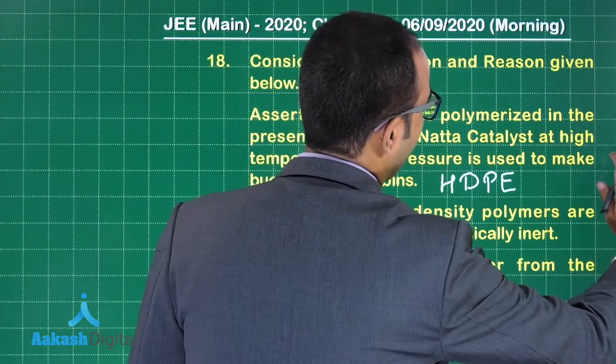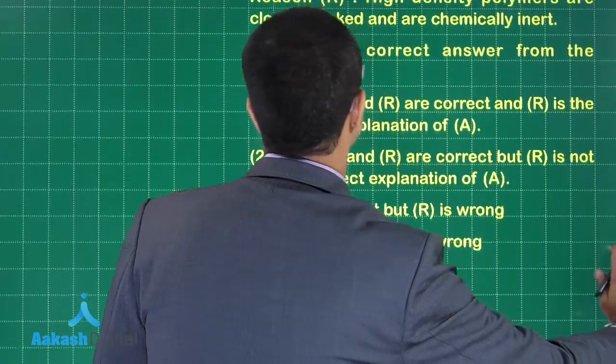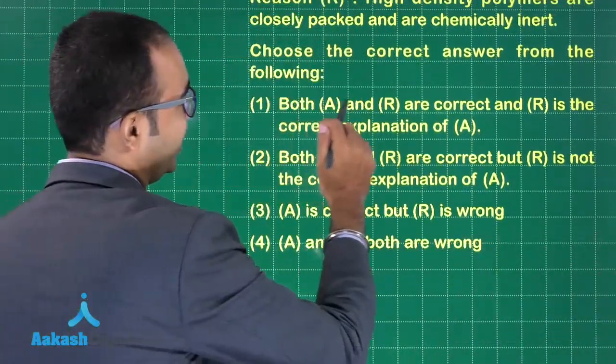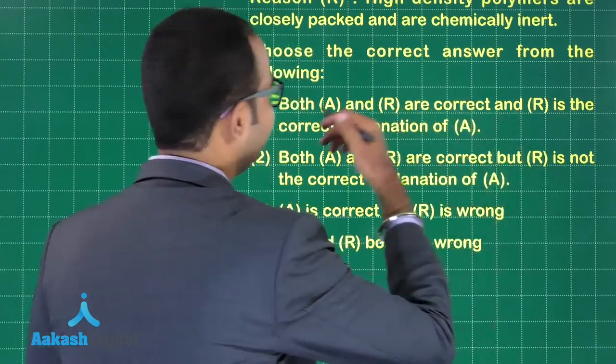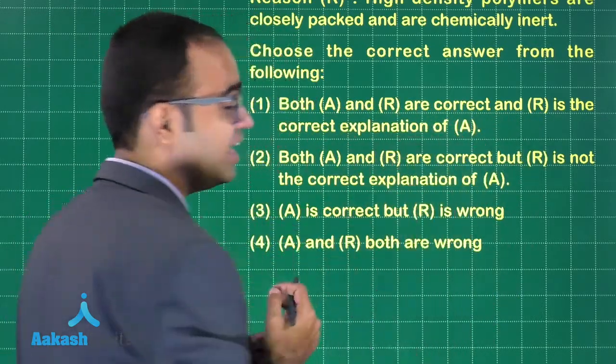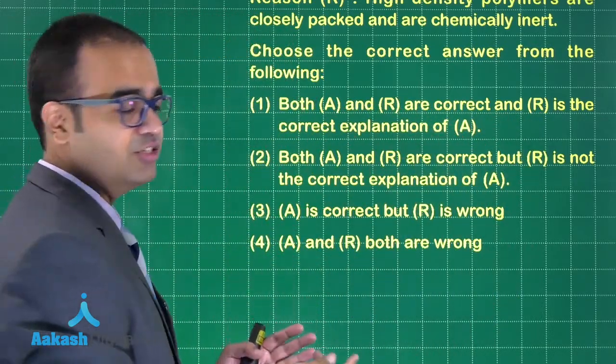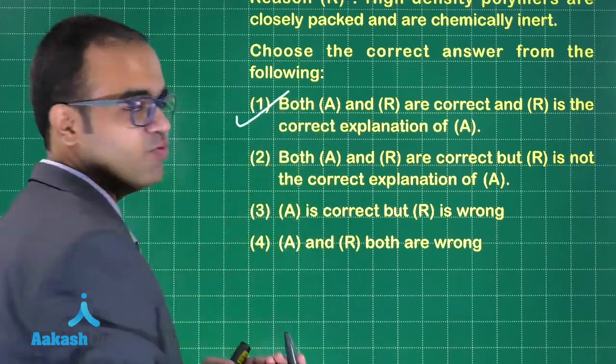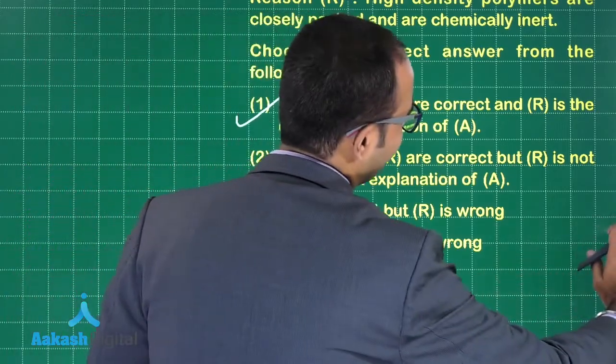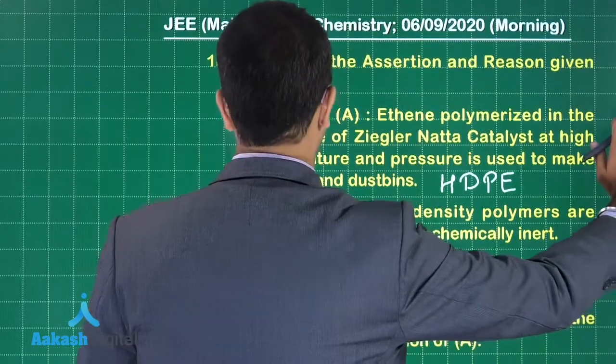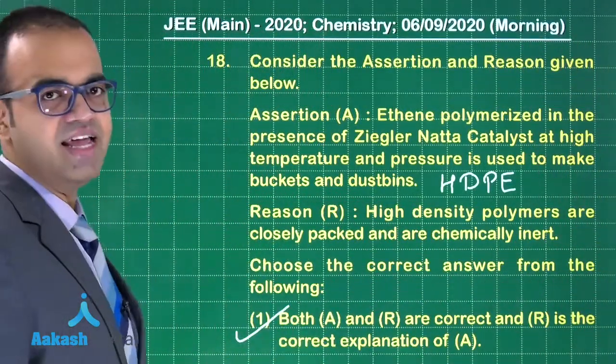So let us look at the options which are available to us. Both A and R are correct, and R is the correct explanation of A. I think that is your answer. So answer is option 1. Okay, very simple question from polymers, guys. Okay, let us move on to the next question.